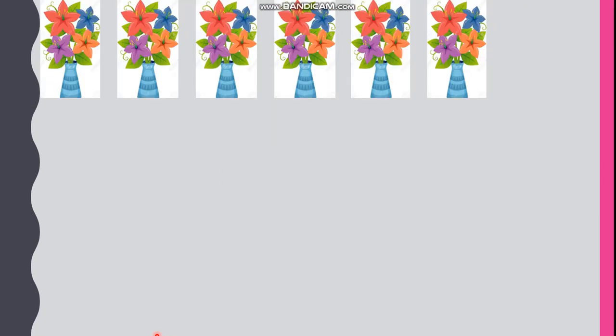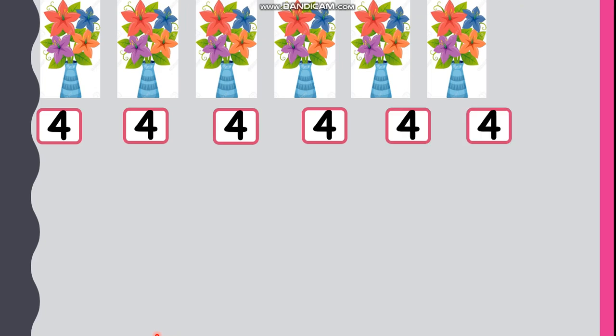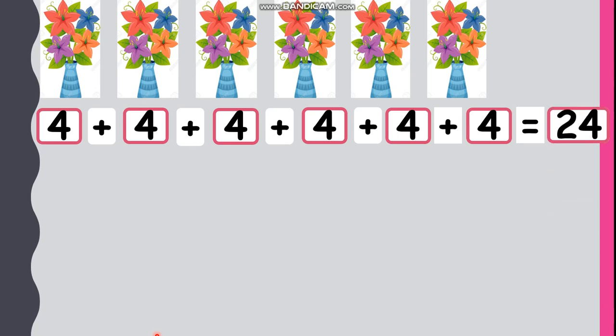There are 6 vases and each vase has 4 flowers in it. How do we find how many flowers there are altogether? As we say, each has 4 flowers, so we can say 4, 4, 4, 4, 4, 4. Now you know what you have to do. Exactly, repeated addition. 4 plus 4 plus 4 plus 4 plus 4 plus 4 equals 24. Oh, too much addition. But you know the fastest way.